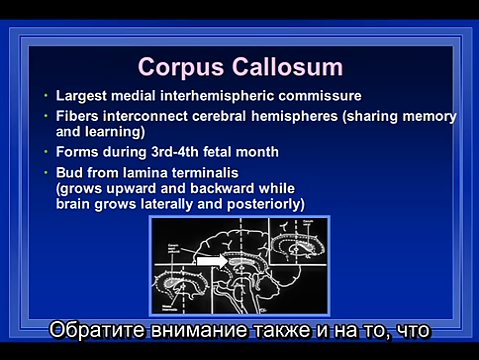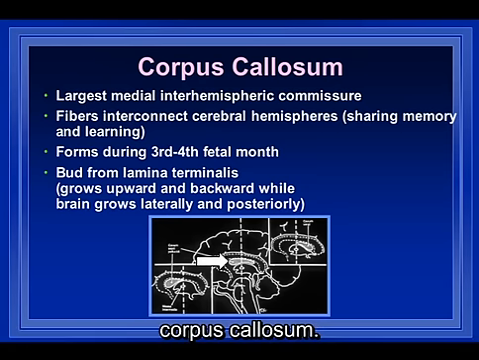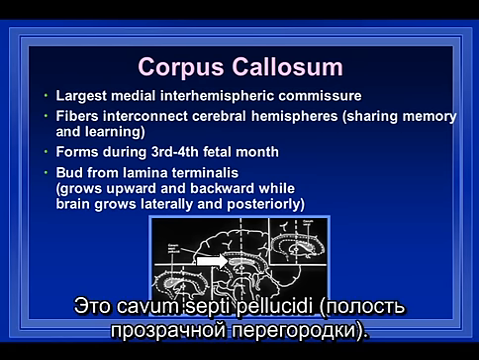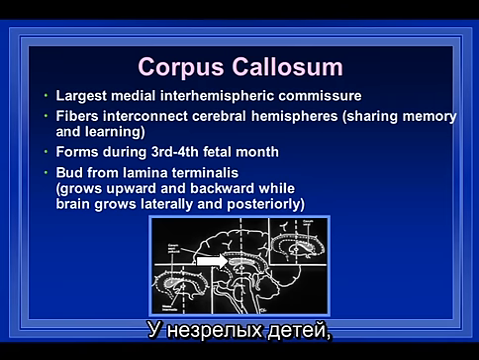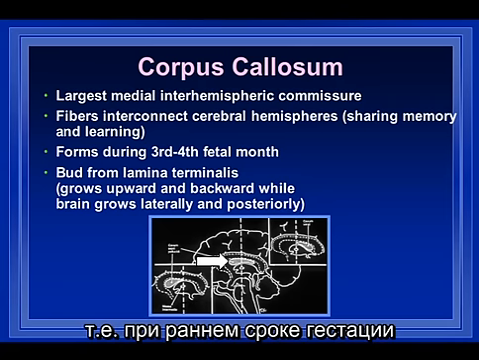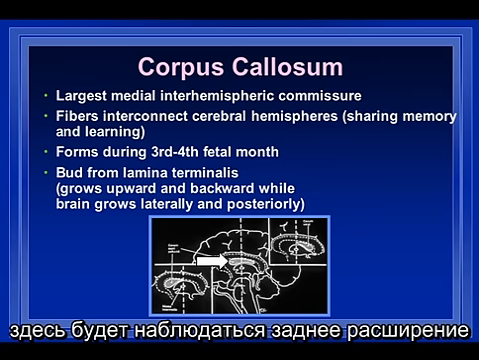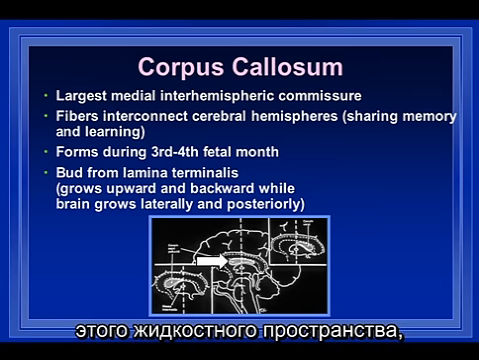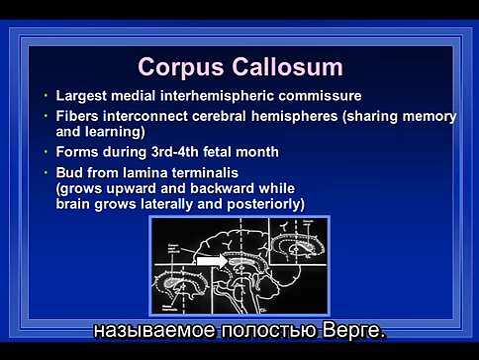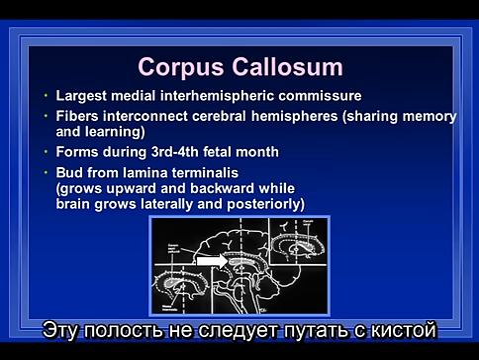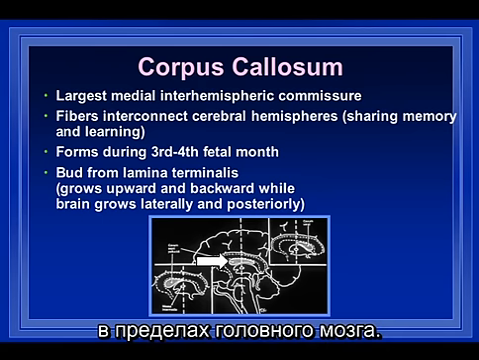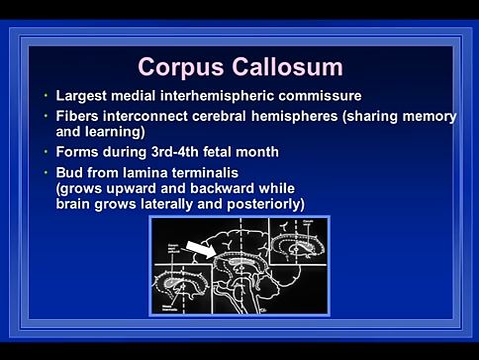Notice, too, that there is a fluid space below the corpus callosum. This is the cavum septum pellucidum, and the more immature the baby is, the younger the gestational age, there will be a posterior extension to this fluid-filled space called the cavum vergae. This should not be mistaken for a cyst within the brain. So here we have the genu, the body, the splenium of the corpus callosum.